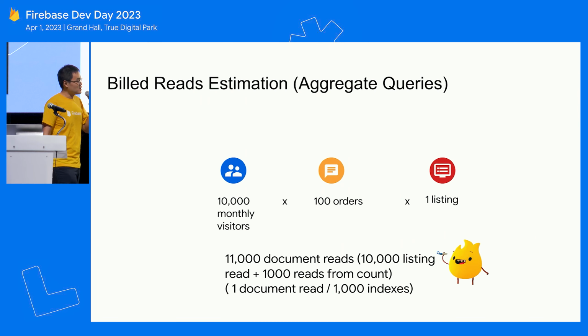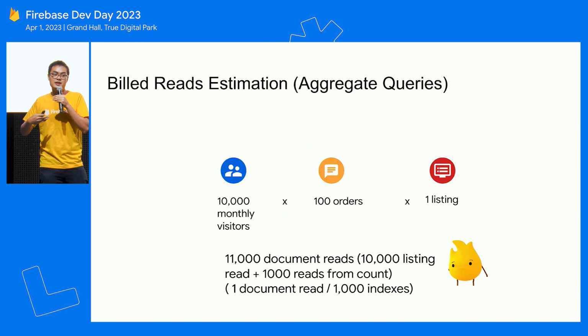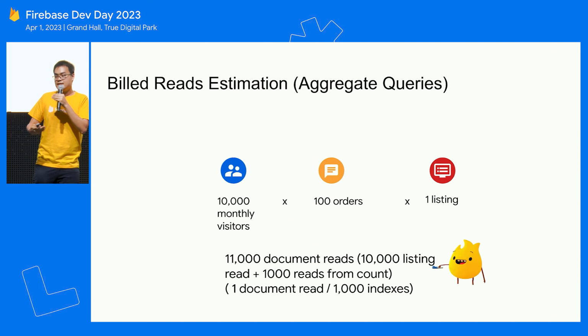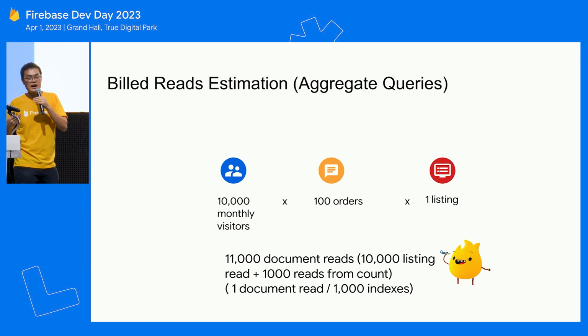So what is the output here instead? Instead, you get 10,000 document reads from the 10,000 users who first loaded the page, and also an additional 1,000 reads for the 10,000 users. So it's not 1,000 reads per user, but collectively for everyone, it's just 1,000 reads. So you can see the difference is really vast.